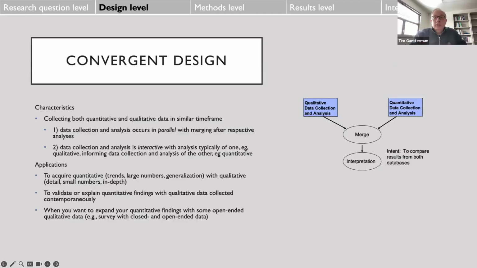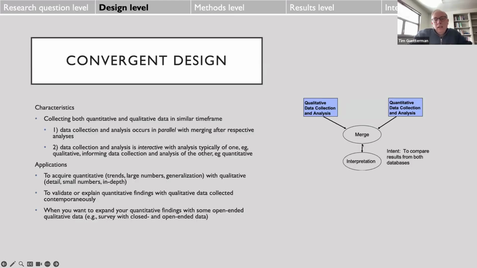So I'm going to start with a convergent design. You'll see this little diagram on the right-hand side. In this diagram, when you see a rectangle, that's meant to indicate a solely qualitative or quantitative component. This oval is indicating more of an integrative or mixed methods component.